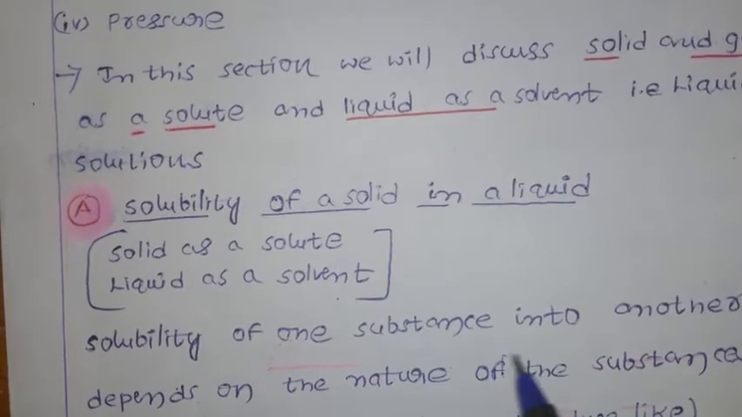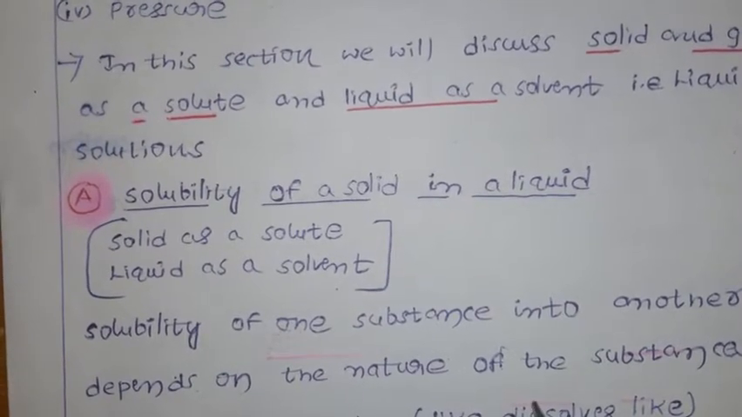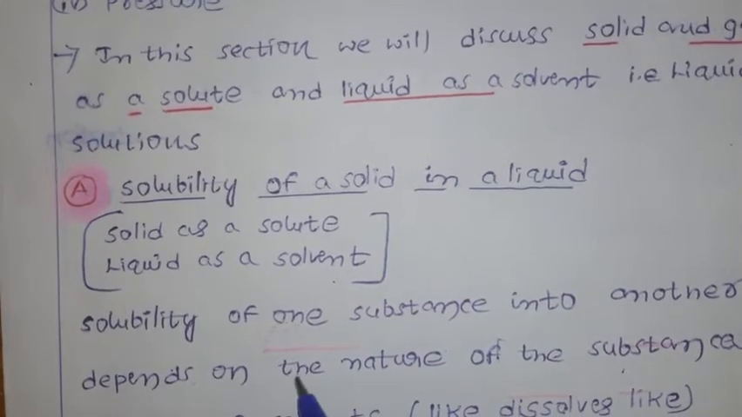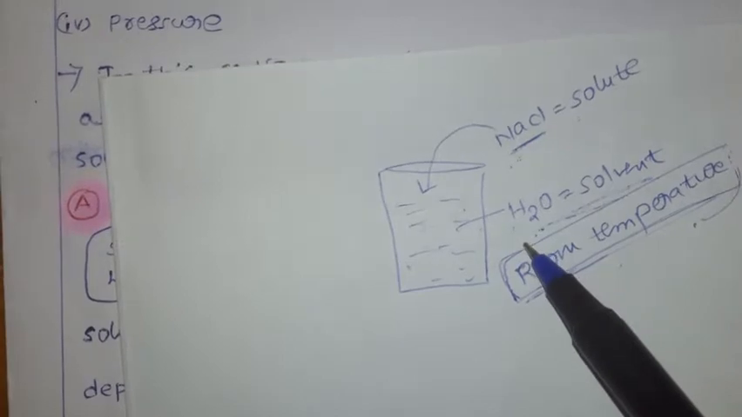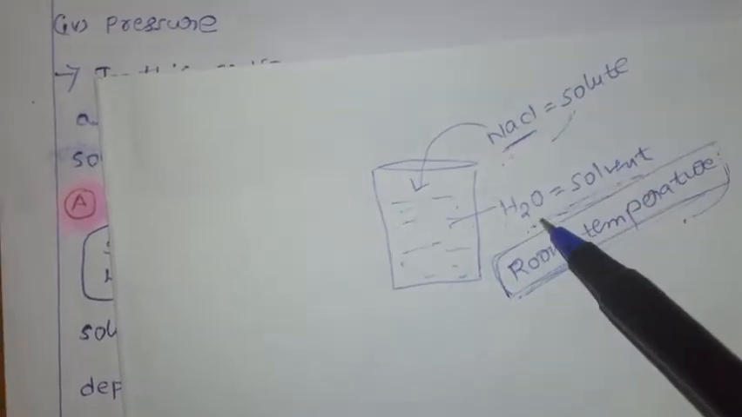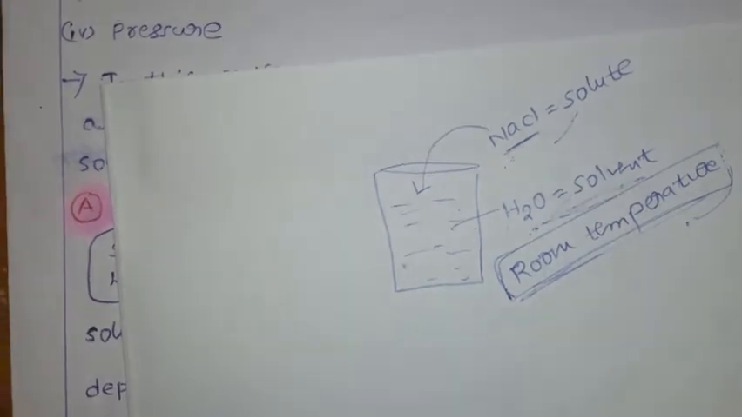Solubility of one substance into another substance depends upon the nature of the substance. For example, if you take sodium chloride dissolving in water, it depends on the nature of two substances: it depends upon the solute and also upon the solvent. Let us see how, with an example.